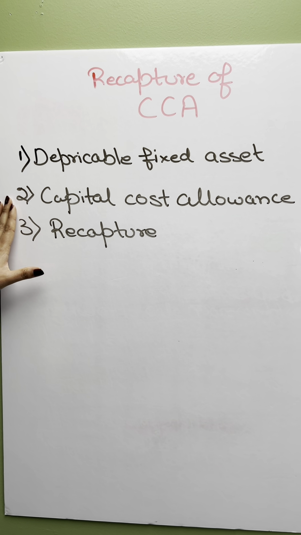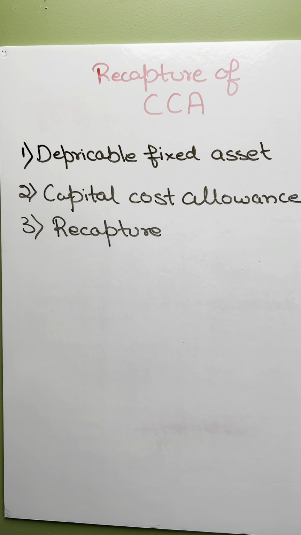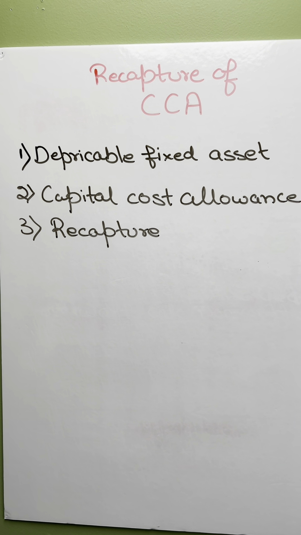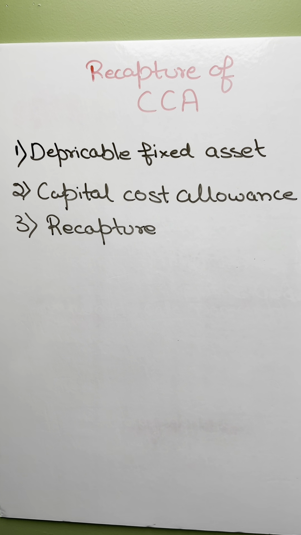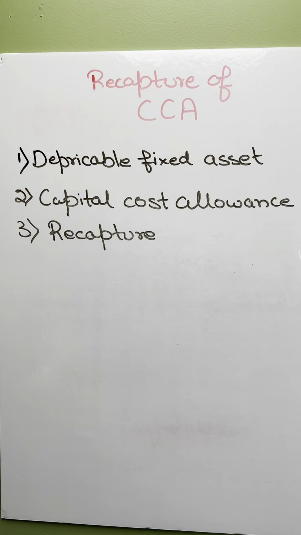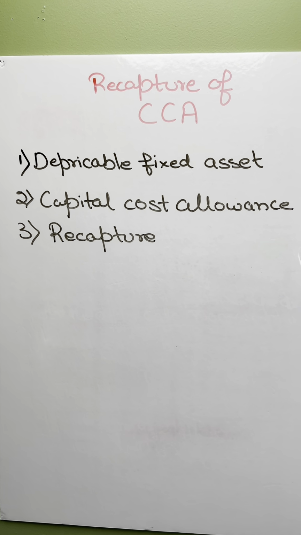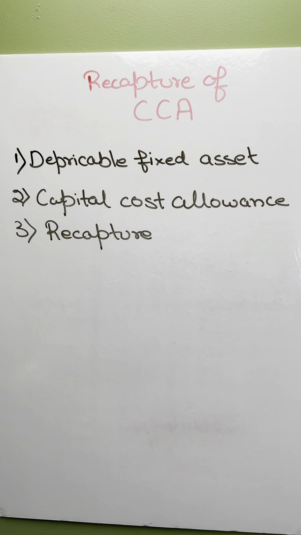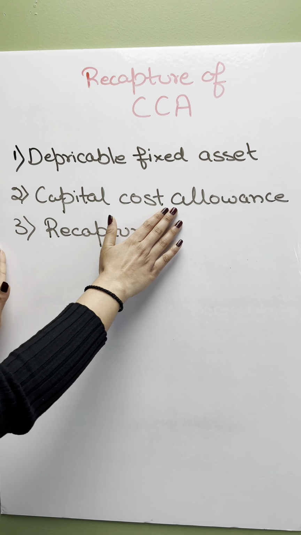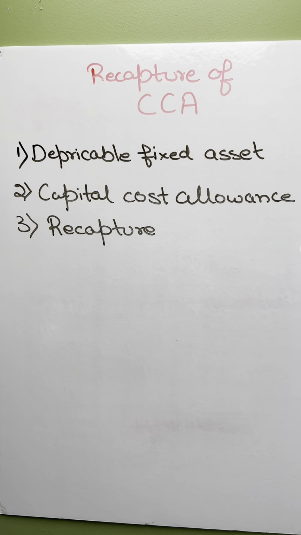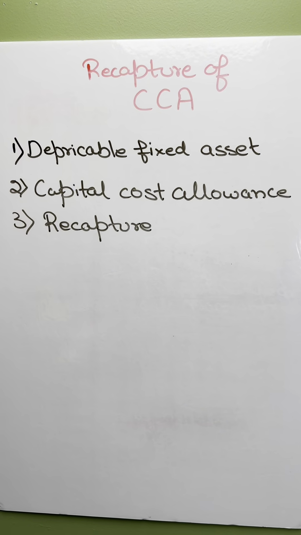Number 2, capital cost allowance. It is a term used for claiming the depreciation of the asset for tax purposes. And as we know, we can't deduct the full cost of the asset in the year of purchase. So we usually have some undepreciated cost over the years. So every year we calculate the CCA by applying the CCA rate to its undepreciated capital cost or UCC.